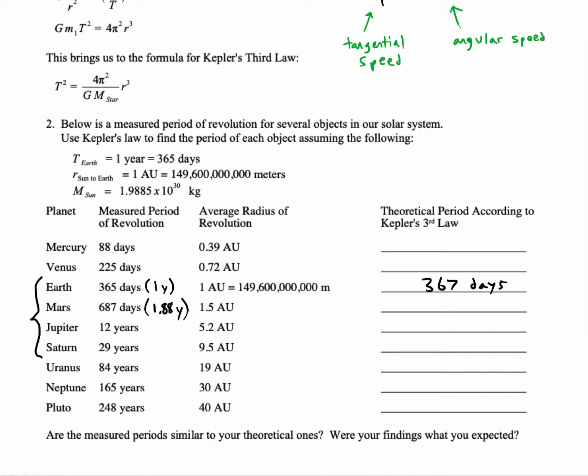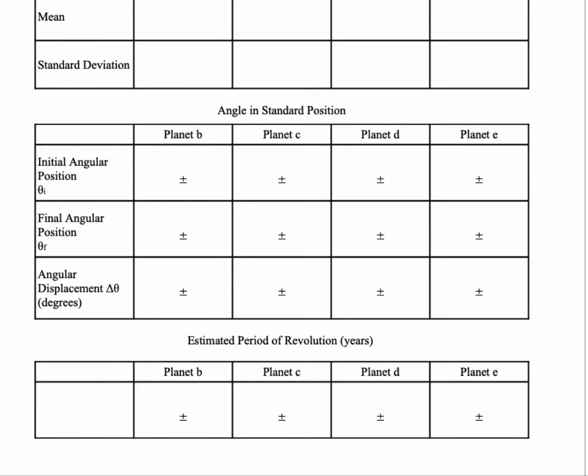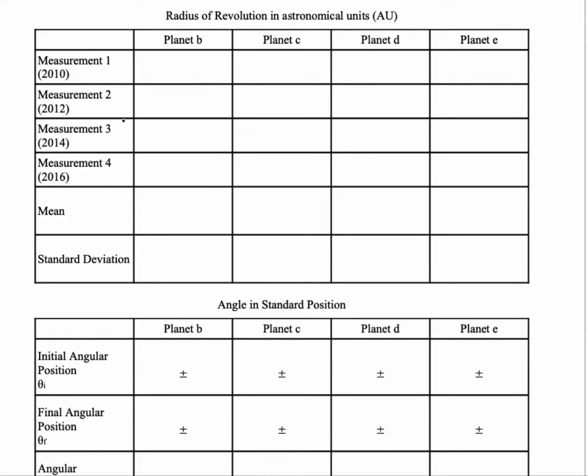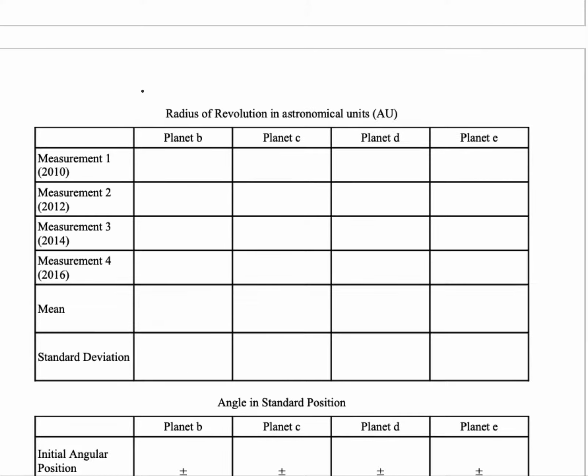All right, let's put that information into our data table. All right, so just for my hypothetical example, planet B is going to be Earth. Planet C can be Mars. And then we'll have Jupiter and Saturn. We'll do the same thing for the radii here. Earth, Mars, Jupiter, and Saturn.